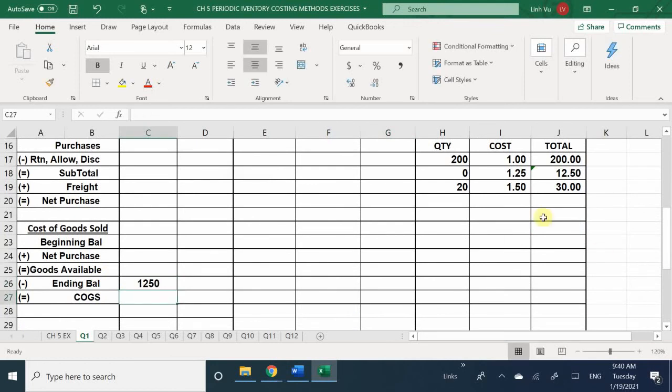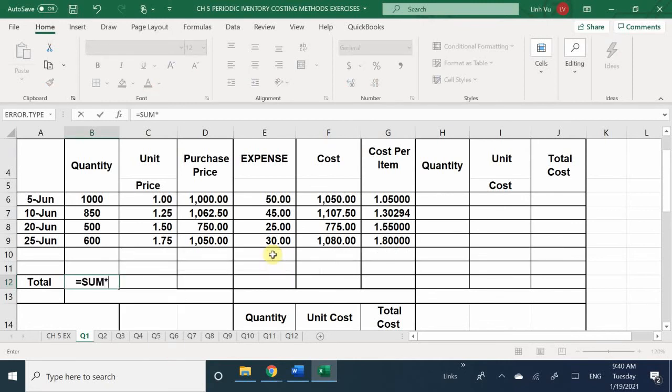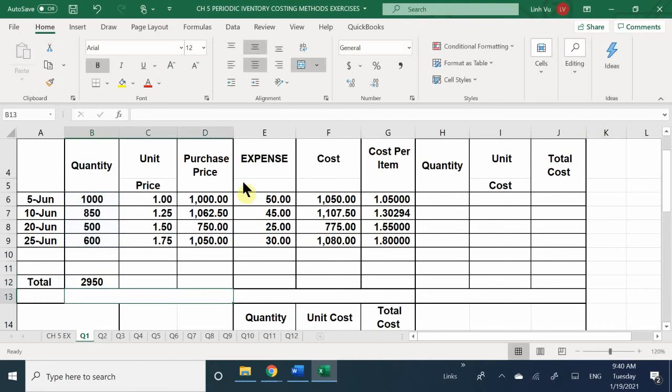Okay? So now that we reach the end of our section here, let's go ahead and total up our columns. So how many items did I actually make purchases for? 2950. I added up the purchase quantity. Oh, 2950, I'm sorry.